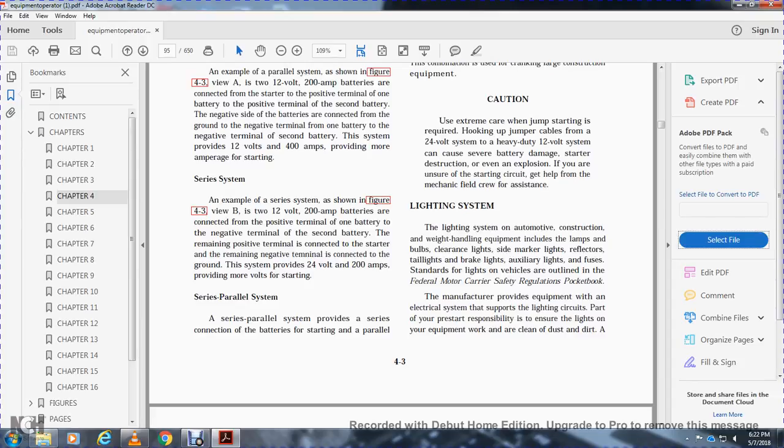Your lighting system on automotive and construction material handling equipment includes the lamp, the bulb, the clearance lights, the side marker reflectors, the tail light, the brake lights, and auxiliary lights. These are standard lights that outline the vehicle, per the Federal Motor Carrier Safety Regulations pocketbook. The manufacturer provides the equipment's electrical system to support the lighting circuit. Pre-start, the operator is responsible for ensuring the lights on the equipment are working and clean of dust and dirt.